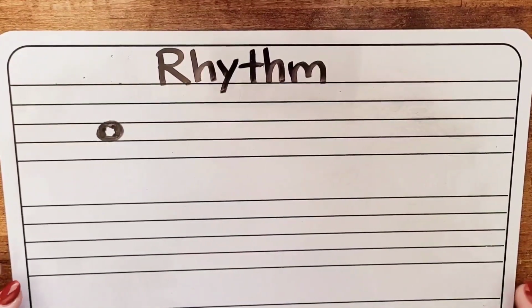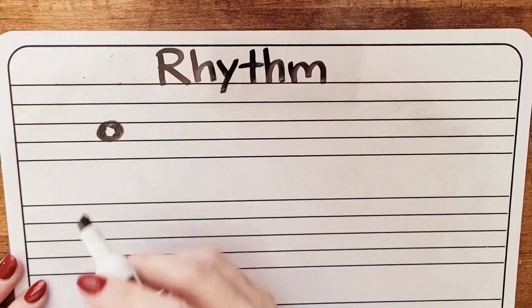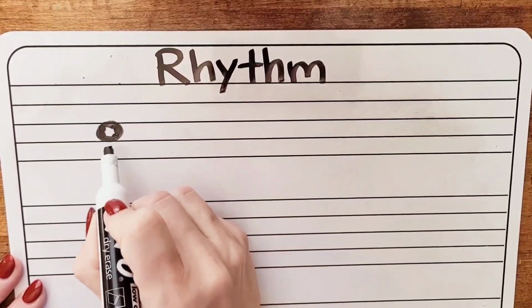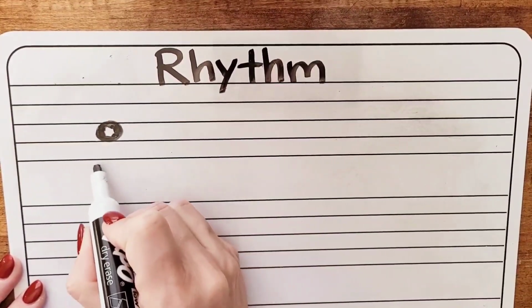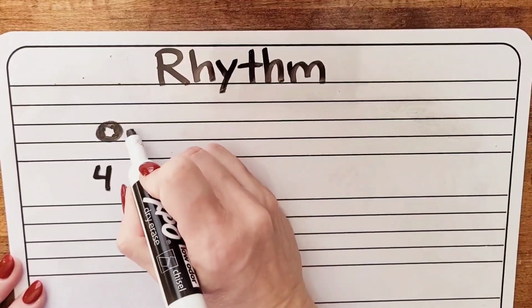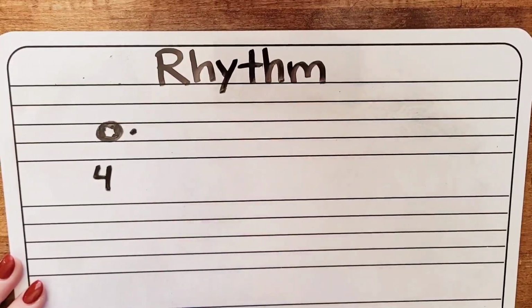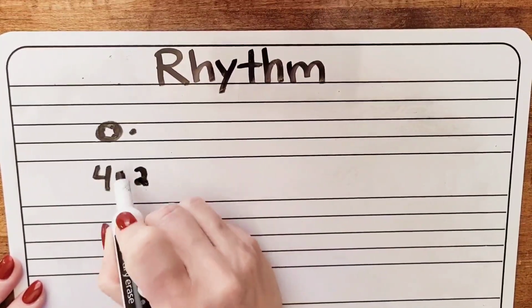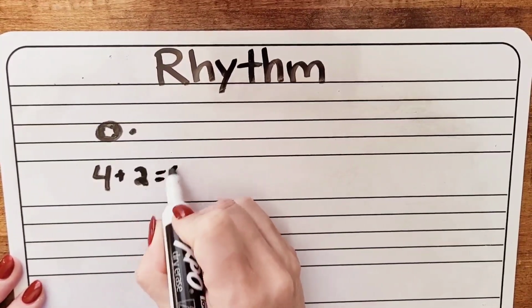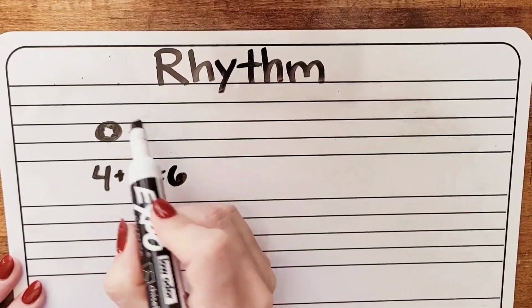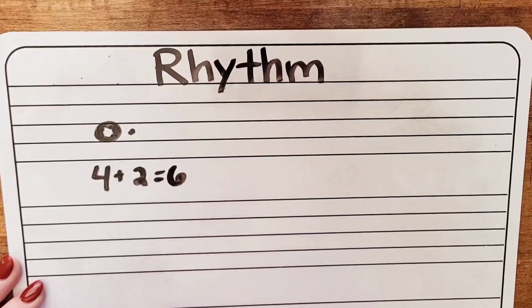Let's try it with a whole note or a semibreve. So how many counts does this get? It gets 4. If I put a dot next to it, what is half of 4? 2. 4 plus 2 equals 6. So this would be 6 beats.